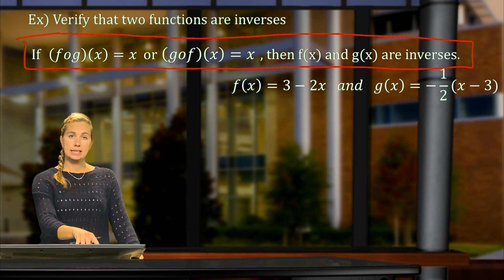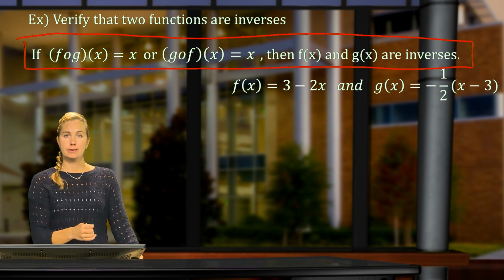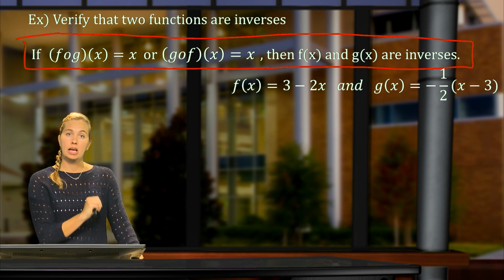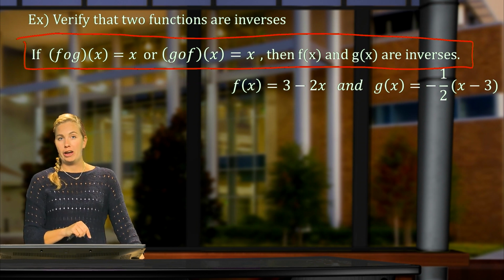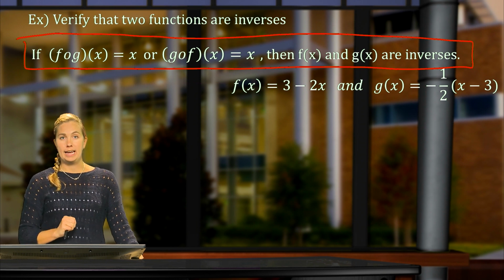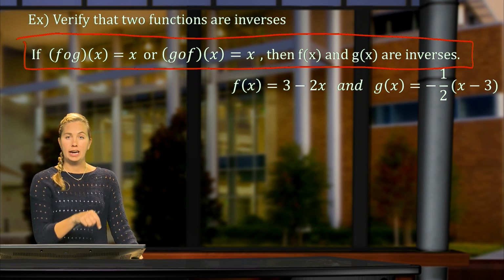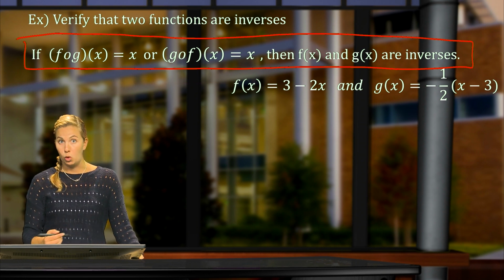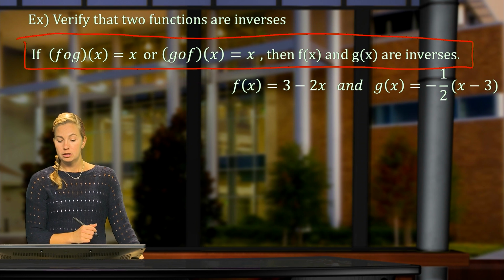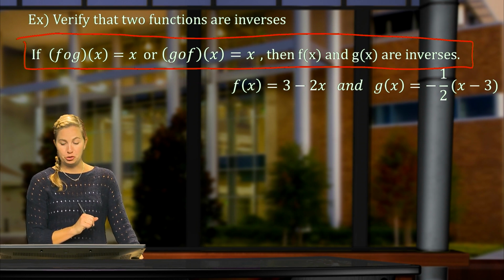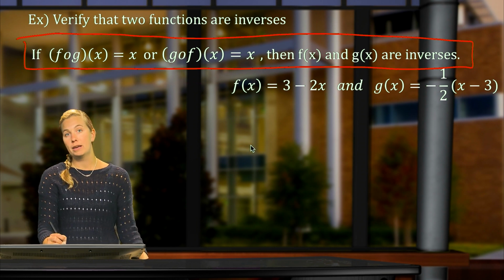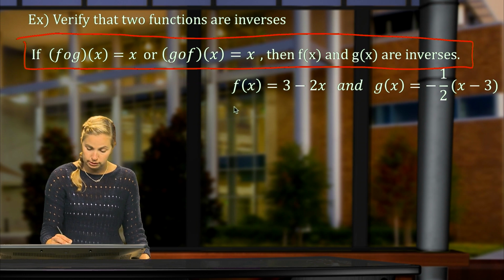Now, it is true that it doesn't matter how you create your composite function. If you keep f on the outside, g on the inside, or you switch them, if f of x and g of x are in fact inverses, it will always simplify to x. So it's not essential that you find both f of g of x and g of f of x. We'll just find one. So given f of x equals 3 minus 2x and g of x equals negative 1/2 x minus 3, let's find the composite function to determine if f of x and g of x are inverses.